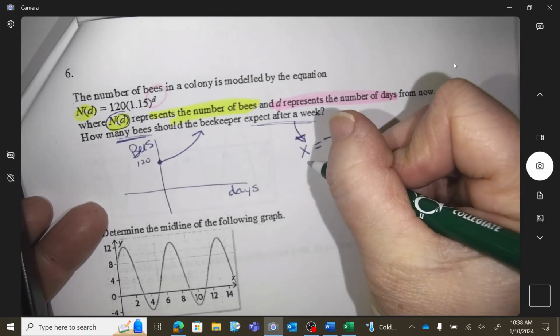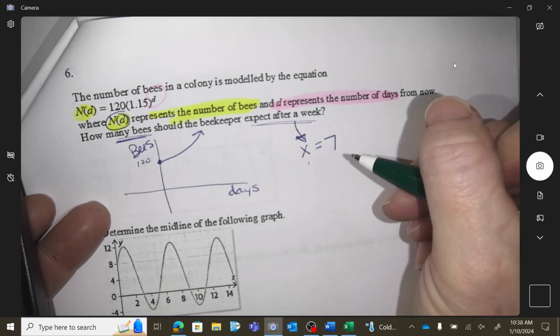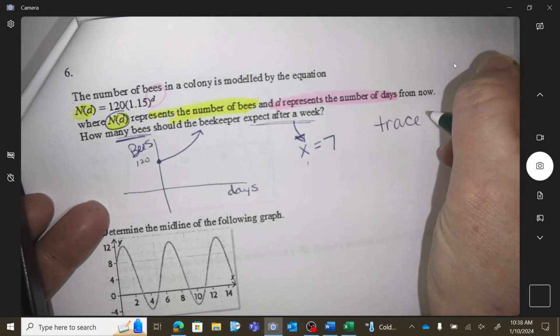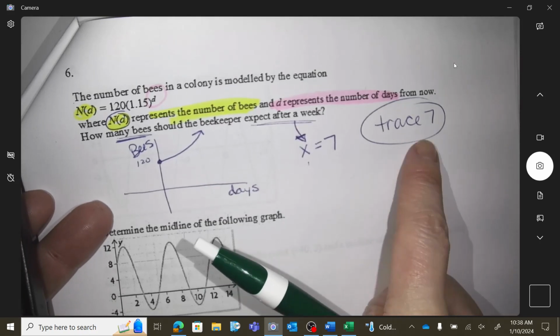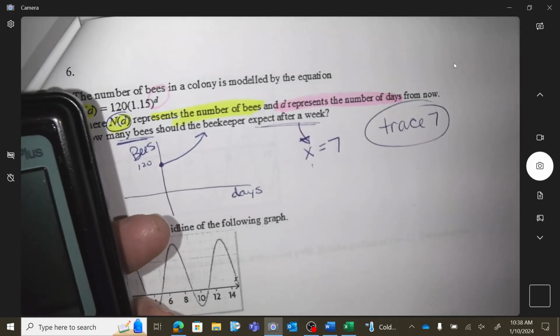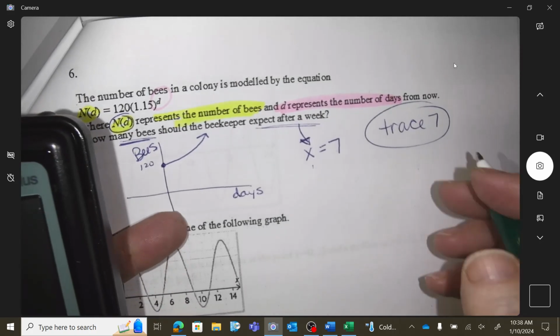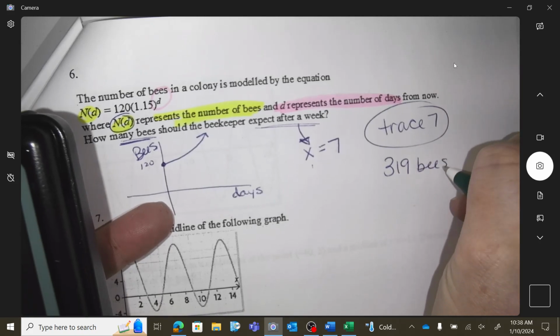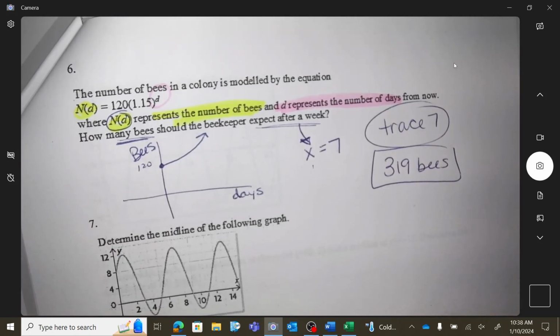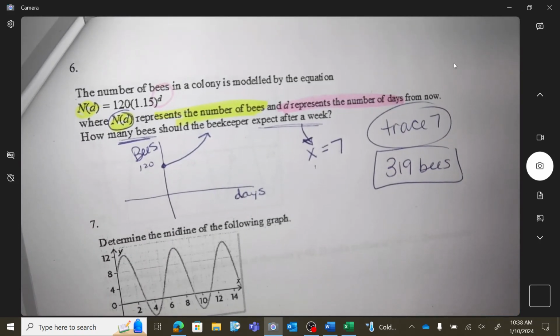7. And then you're going to do what in your calculator? What's your work here? Trace 7. That's the work. Show me your work. Trace 7 equals? I would assume we can do that as a whole number instead of a decimal, because you're not going to have a partial bee.